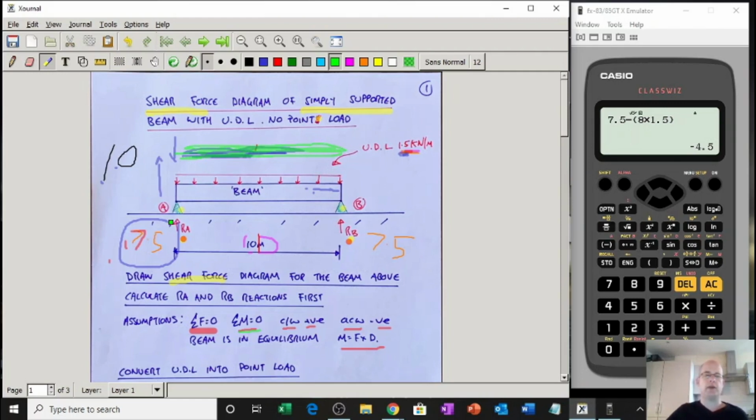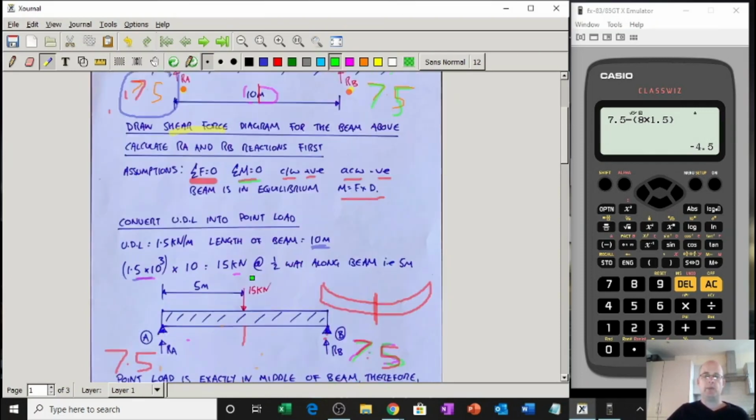So I've got 7.5 coming up. I've got 10 meters worth of this 1.5, so there's going to be 10 times 1.5, 7.5 coming up. And don't forget, I've also got this 7.5 here. So we're going to get 2 points at this point. We're going to get the 7.5 coming up and the 1.5 times 10 coming down. That'll be 1 point. And then this 7.5 will be coming up to bring us back to 0.